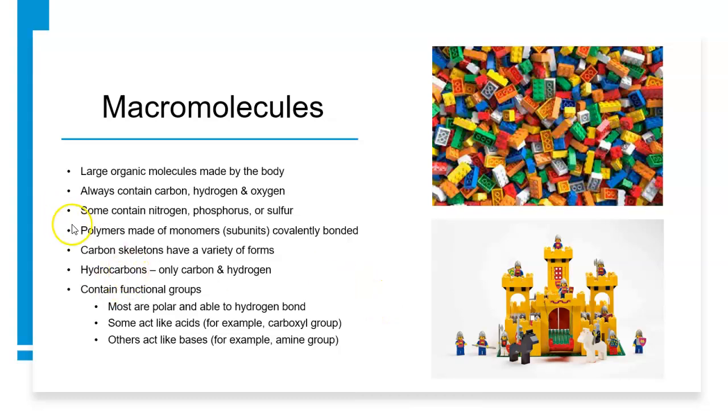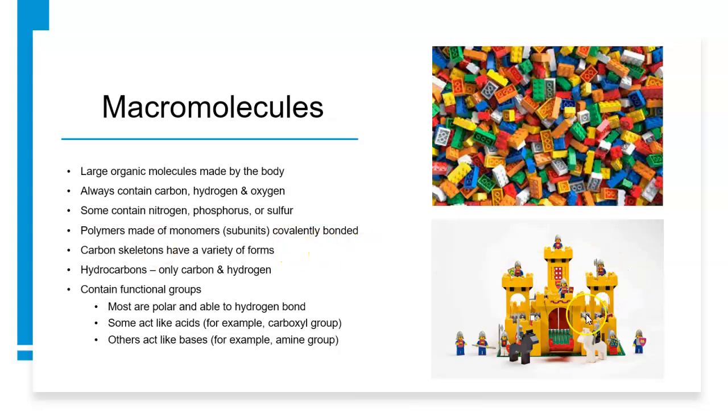This 4th bullet right here: polymers are made of monomers. Again, I'm going to make you think about the Legos that you played with when you were a kid. Each individual Lego by itself is a monomer. Mono means one. Mer means piece or unit. But if we hook a bunch of Legos together, then we no longer have a monomer, we have a polymer. Okay, polymer. So poly, many, mer, units.